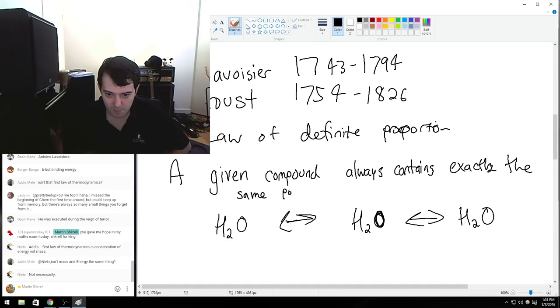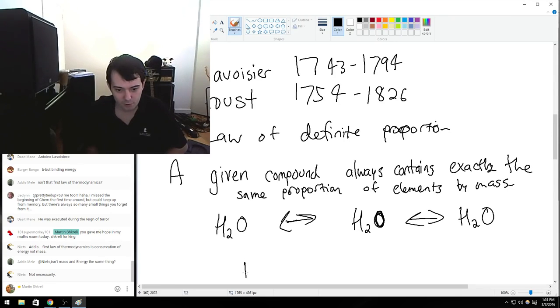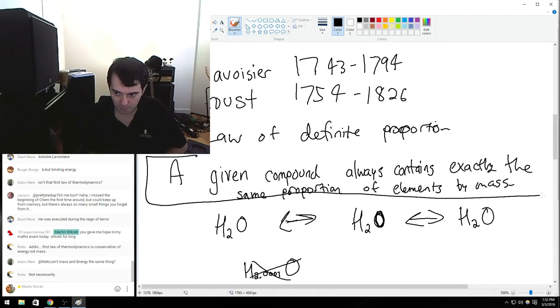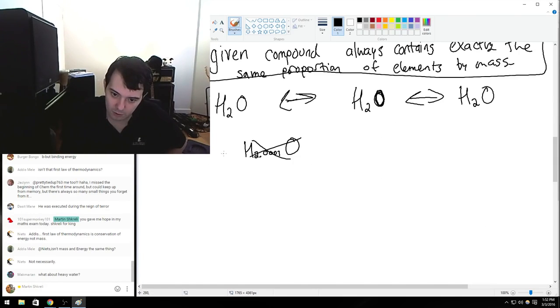Proportion of elements by mass. If there's no water that's H2.1O, right? That's just not how it works. There's no H2.0001O. And you might say, oh, that's a lot like water, it's almost H2O. Nope. It never works that way. The law of definite proportion states clearly water is always H2O.